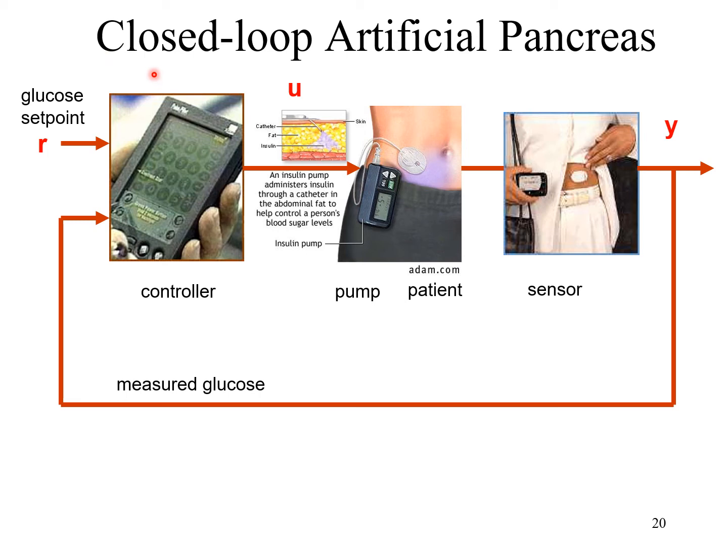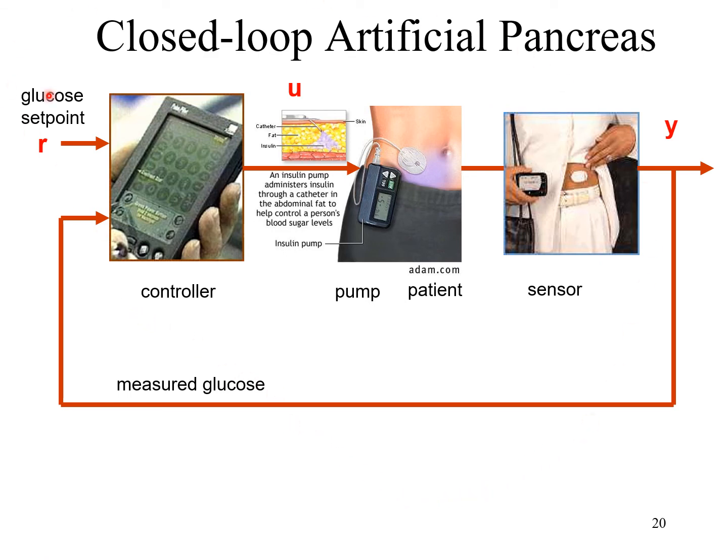This is an example of an implementation of process control in daily life: the closed loop artificial pancreas. Closed loop is another terminology that we are going to use a lot in our course for process control. So what does it look like? What is the block diagram? We call the whole thing a block diagram.